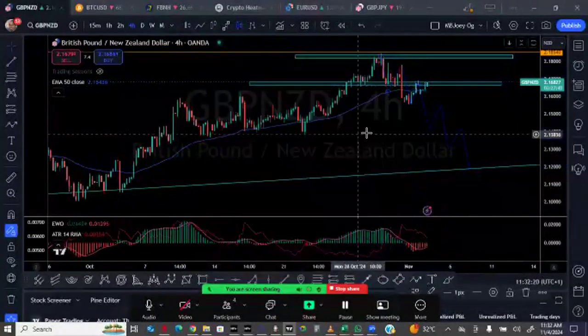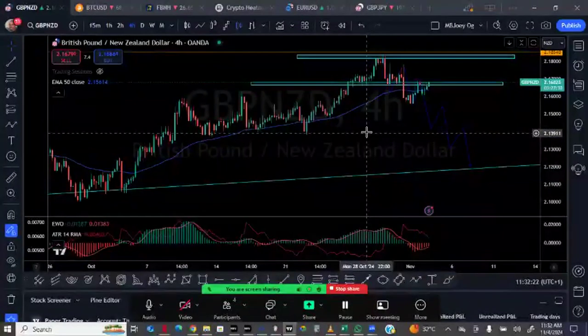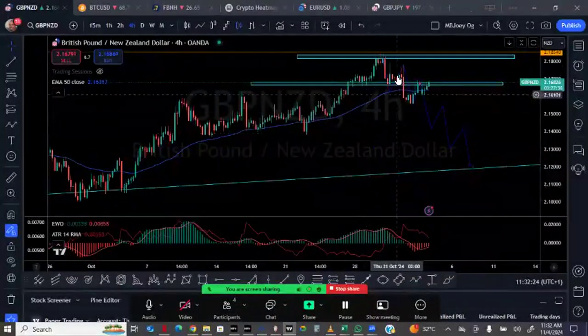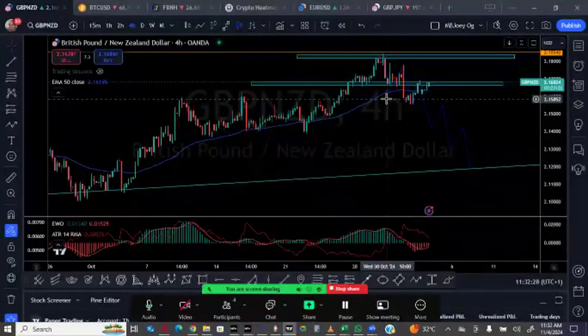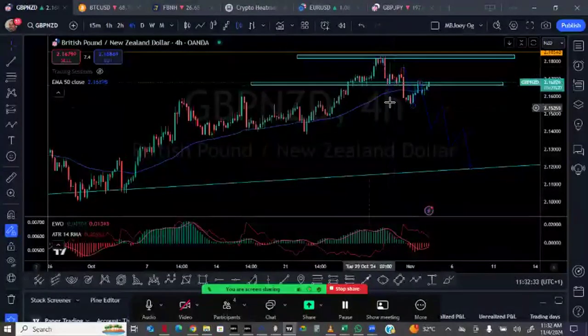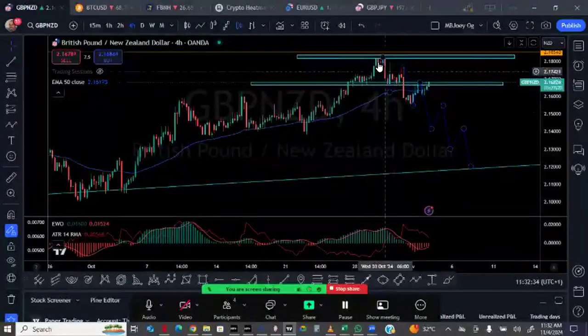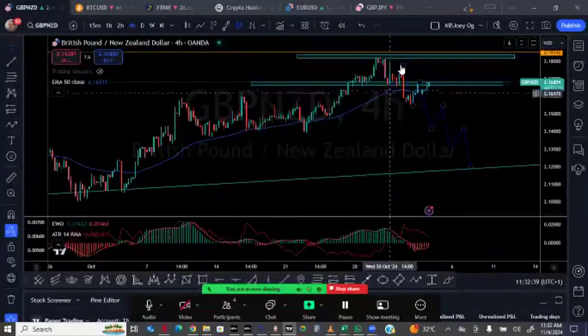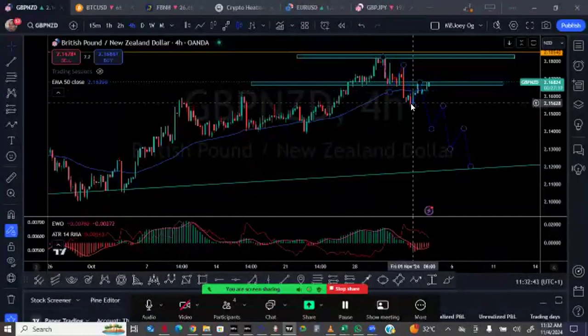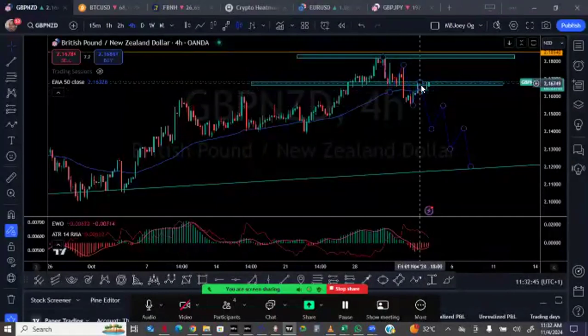Okay. So, did you notice what I drew? Did it create a form of pattern? Exactly. There's a high here. There's a low here. There's a new high. And there's a lower low. There's a new lower high.